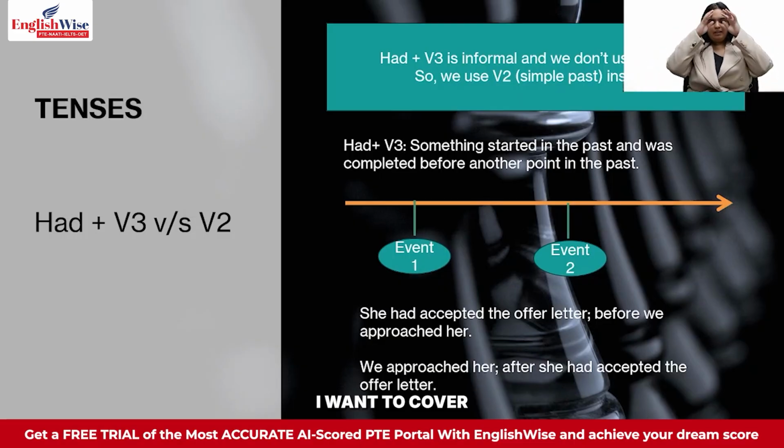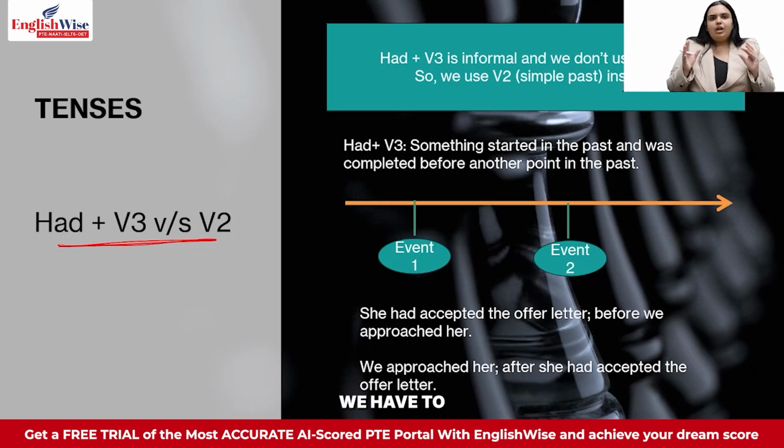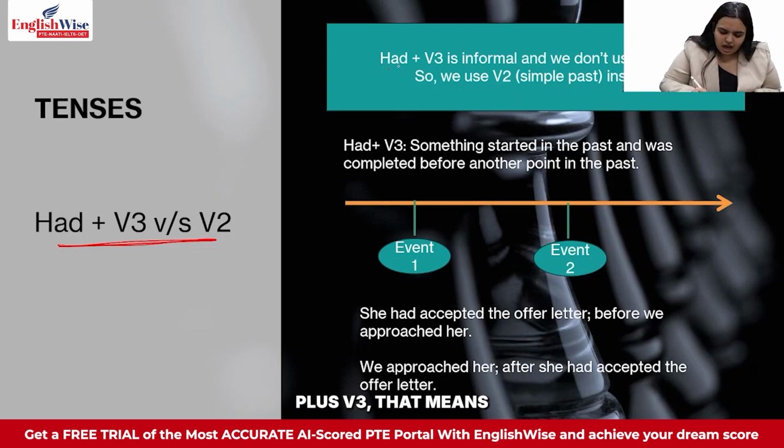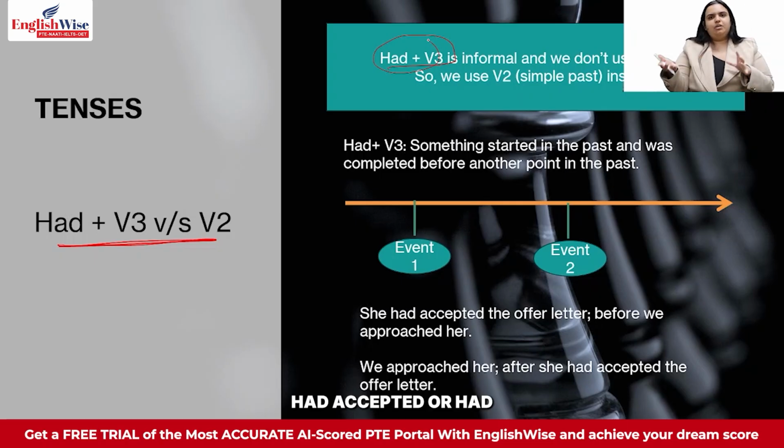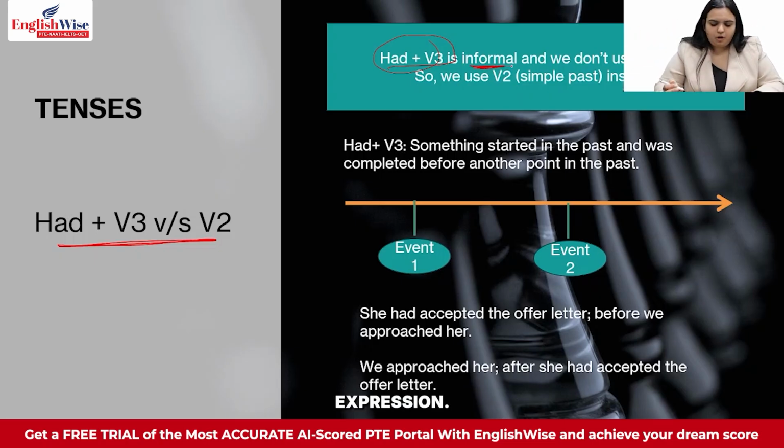Now, the last thing I want to cover before doing any questions based on tenses is the had plus V3 versus V2 concept. We have to understand that had plus V3, that means had accepted or had considered, these kind of words, is past tense plus active voice plus completed passage, that is an informal expression. So had plus V3 is informal. It's slang English, and we don't really use it on a daily basis, or we do use it, but it is informal as compared to V2, that is simple past tense.